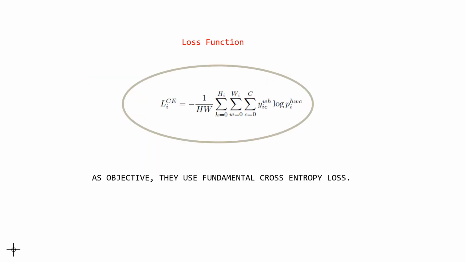FCN utilizes cross entropy as a loss function. I will explain each term clearly. H, W, and C in the upper index refer to the height of each image, the width of each image, and the total number of classes in the dataset. Y sub ic equals 1 if the class index is the same as the class of the ith image. Otherwise, y equals 0. It is as if we compute a classification loss on each pixel based on its ground truth annotation.